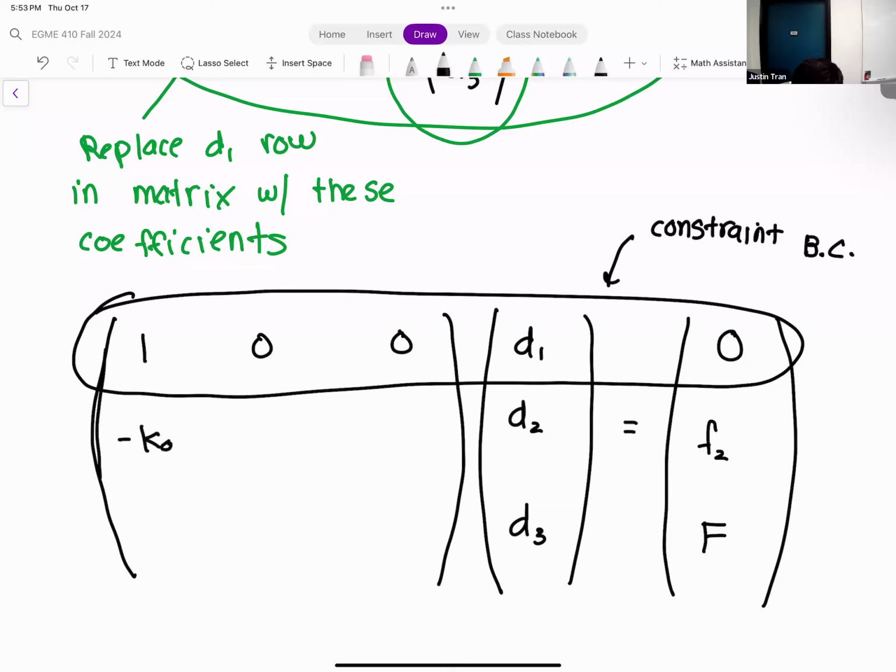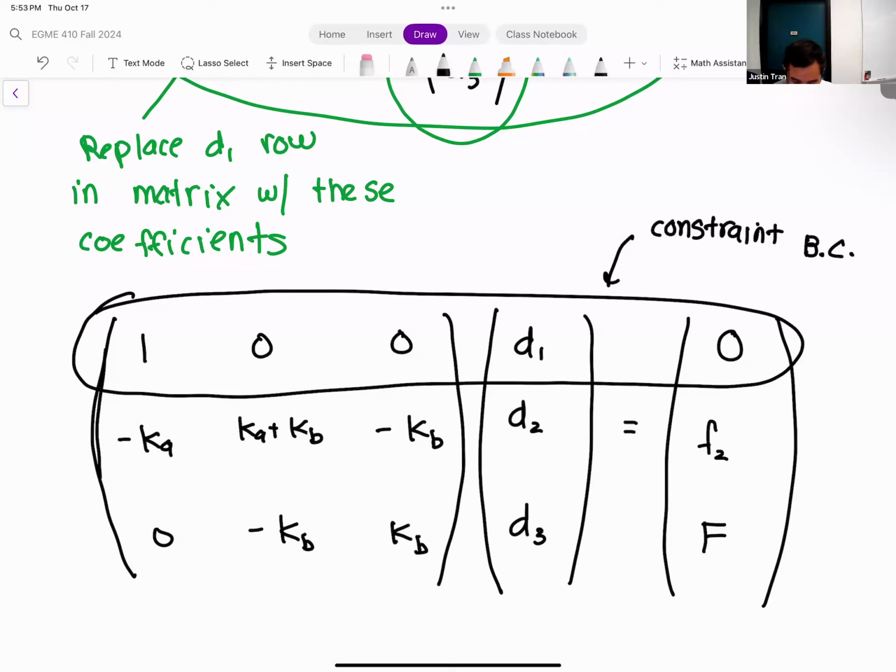So we have a minus Ka, Ka plus Kb, and then a minus Kb. Then 0, minus Kb, and Kb. All of those K terms were left over from the assembly. That's what we talked about on Tuesday.